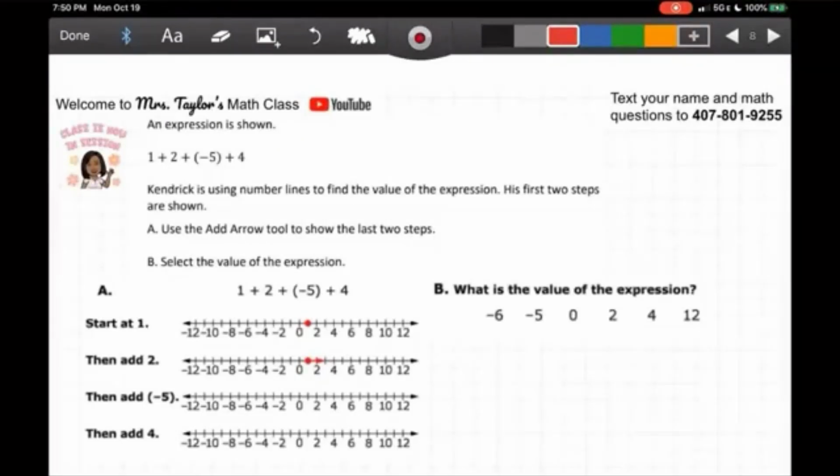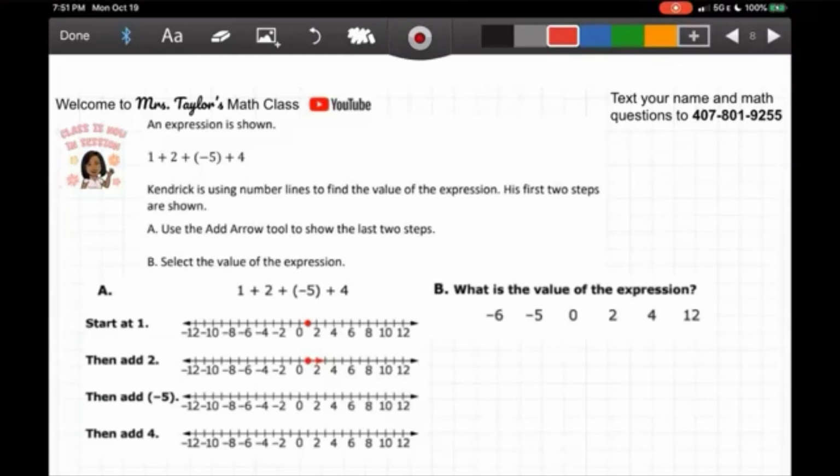Next question. It says, an expression is shown 1 plus 2 plus negative 5 plus 4. Kendrick is using number lines to find the value of the expression. His first 2 steps are shown. A. Use the add arrow tool to show the last 2 steps. And then part B says, select the value of the expression.